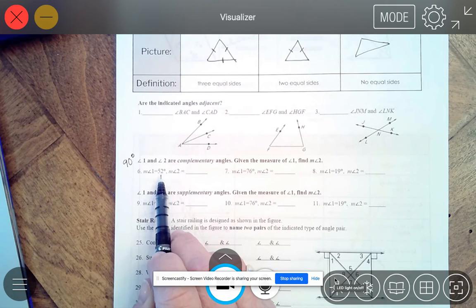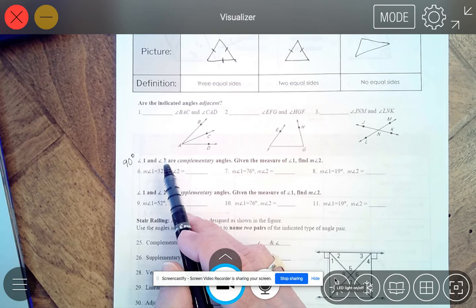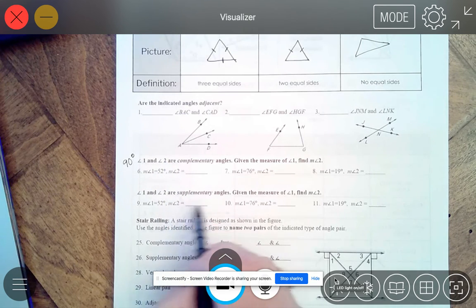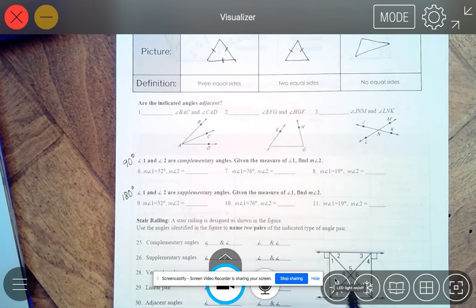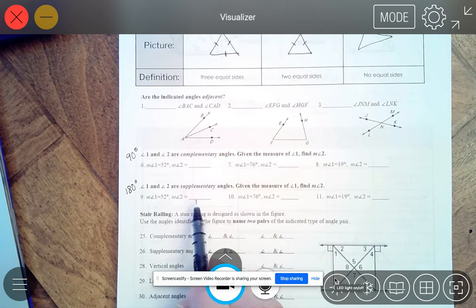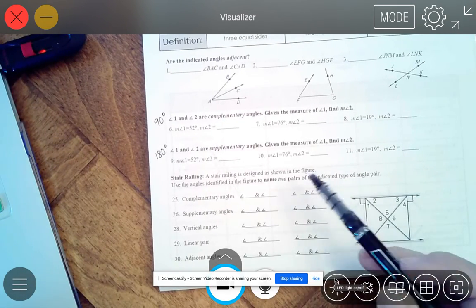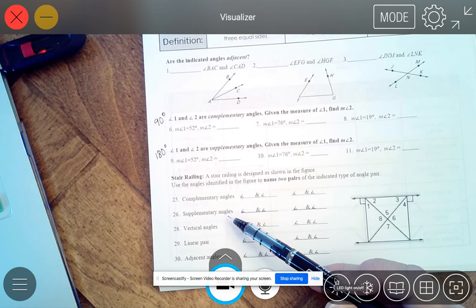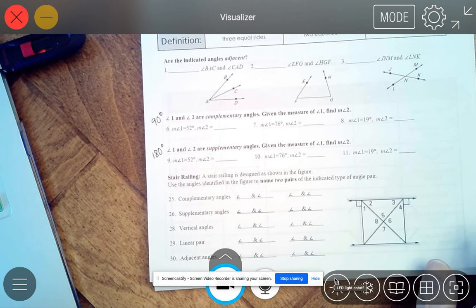So if angle 1 is 52, what would angle 2 have to be to add to get 90 degrees? All right. Supplementary angles means they need to add to be 180 degrees. So if angle 1 is 52, what does angle 2 have to be to add to get 180 degrees? And then down here at the bottom of the page, you are just identifying complementary, supplementary, vertical, linear, and adjacent angles. There is more than one answer for these. Okay, so I just want you to complete those.